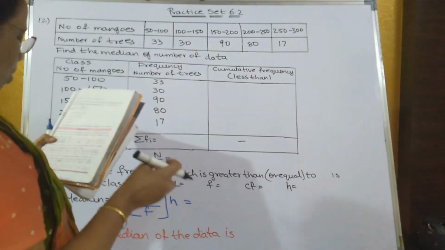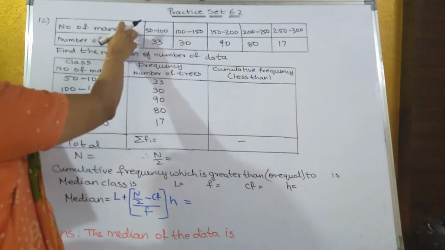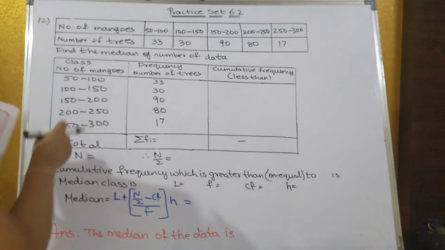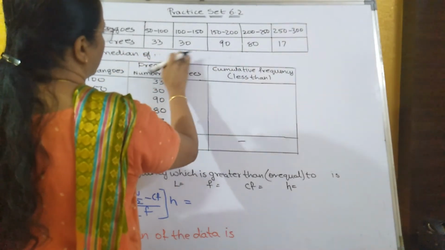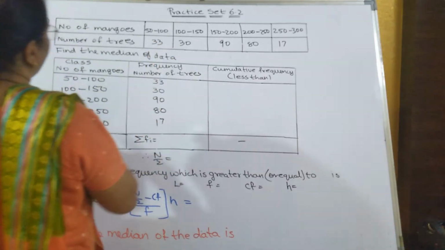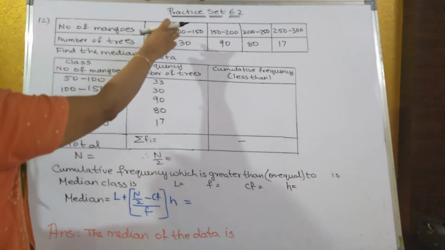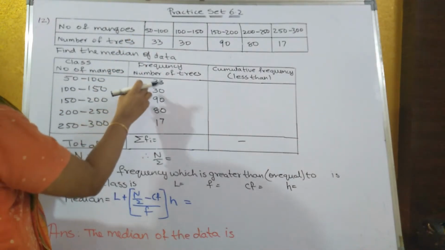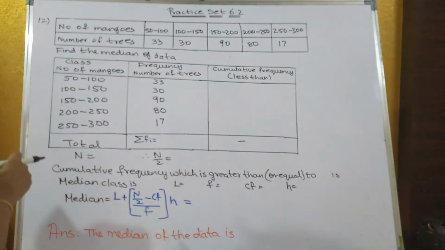Now sum number 2 of practice set 6.2, they have given the frequency distribution table. This table shows the number of mango trees in a group and their yield of mangoes. So find the median of the data. Now in class, you already know you have to write number of mangoes: 50 to 100, 100 to 150 and so on. Frequency is given in the next part, that is 33, 30, 90, 80, 17. Since this is already in continuous form, we don't have to make any changes over here.